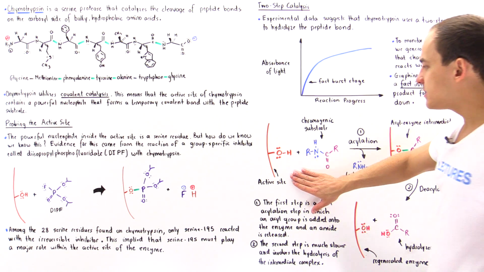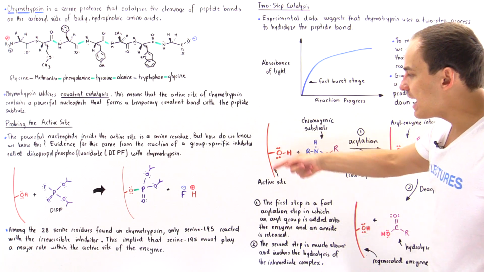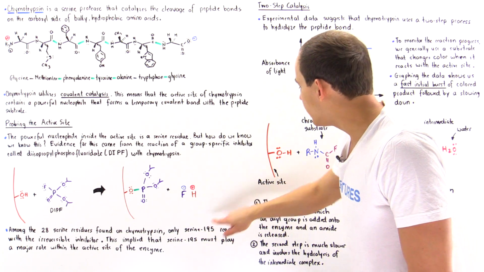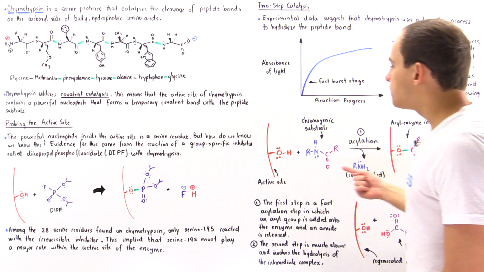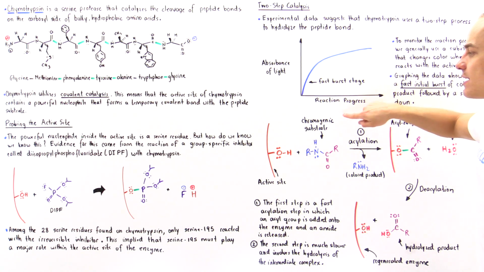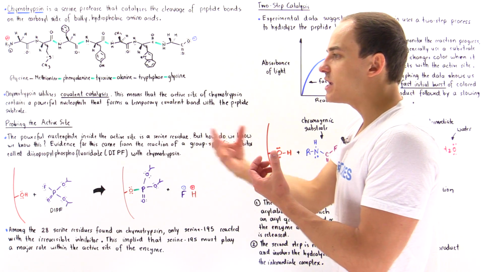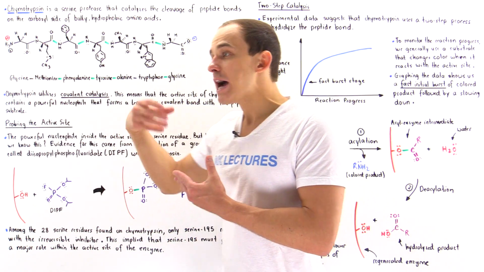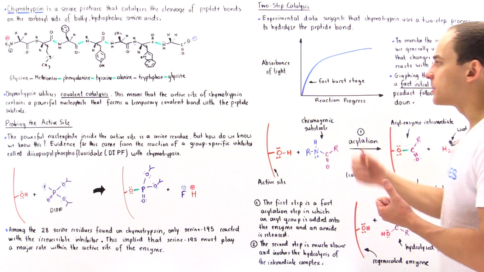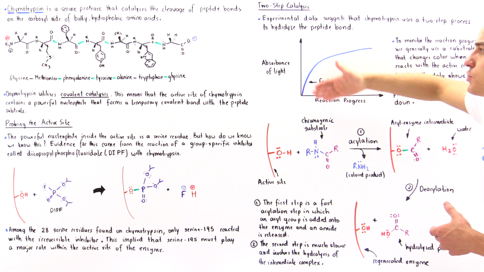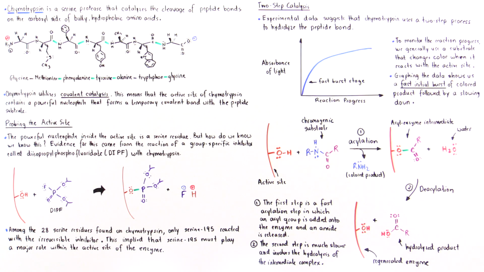So in this particular diagram, we have the active site of the chymotrypsin, and this is serine 195. So let's suppose we add our chromogenic substrate. Chromogenic simply means when that substrate reacts to produce a product, that product will change color. And we can monitor the color change. We can basically determine the absorbance of light as the reaction progresses.